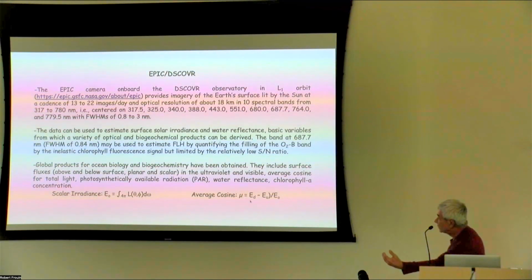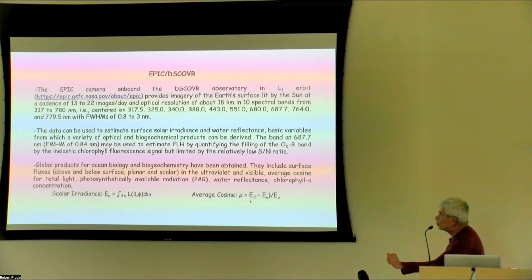And you can see its relation with scalar irradiance. In fact, it's downward net irradiance, that planar irradiance divided by scalar irradiance. And for primary production studies, you want to use the scalar irradiance, but you can see how the downwelling irradiance that arrives at the surface is modulated by the average cosine in order to get to the scalar irradiance.